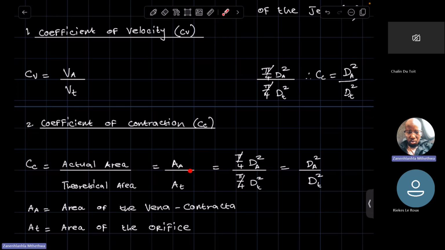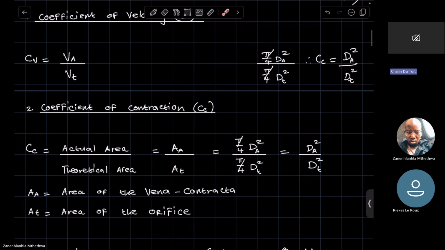How you calculate this one will be based on what you've been given. If the areas have been given and you don't have to calculate them, then you can just use the actual area divided by the theoretical area. Or if you've been given only one area, say the theoretical area, you substitute it as it is and have to calculate the actual area. They'll have to give you the coefficient already in order to calculate the other area. Or they can give you the diameter, and you can work out the area. Understood.